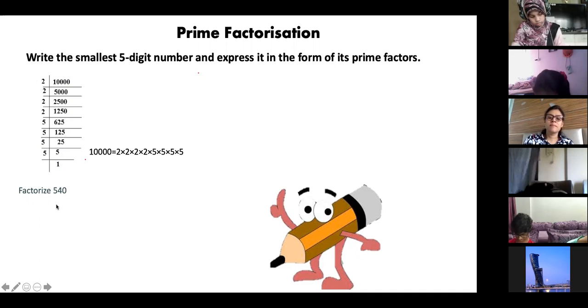Ma'am, I got the answer. What is your answer? 2 square, 3 cube into 5. Okay, 2 square into 3 cube into 5. 2 square is 4, 3 cube is 27, 4 times 5 is 20. Yes, correct answer. Correct answer, Abdullah.